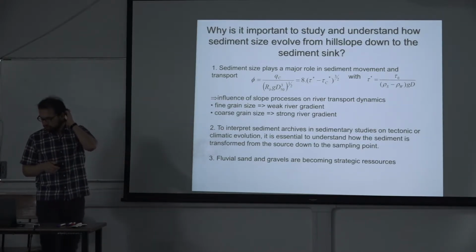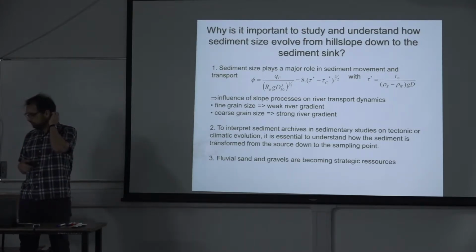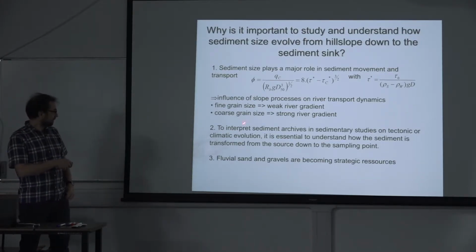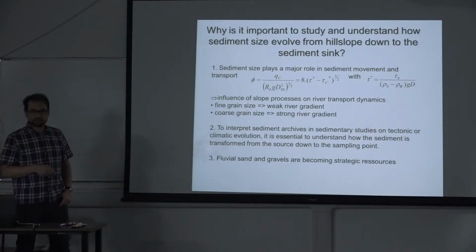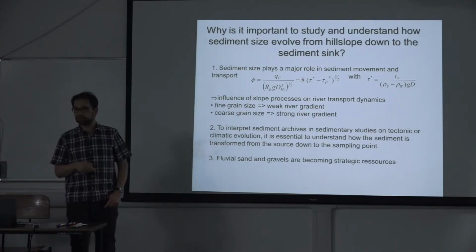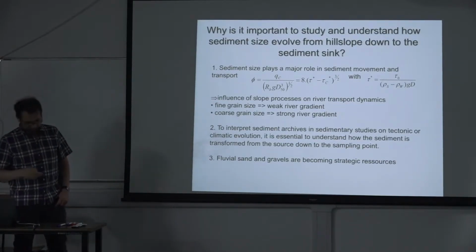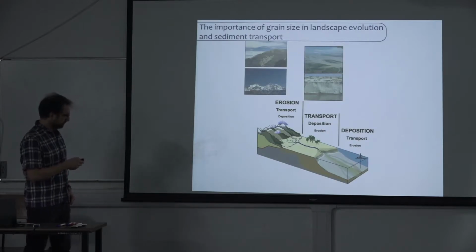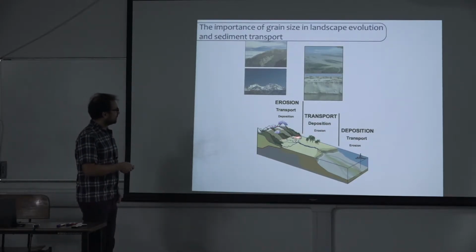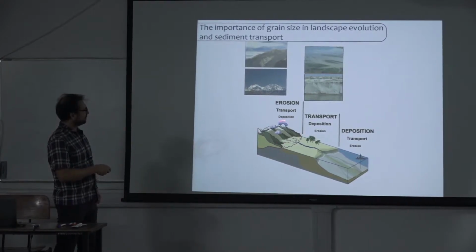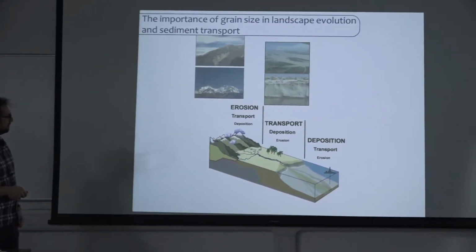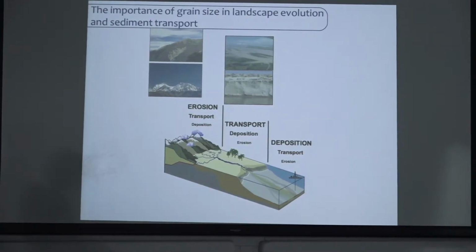One important point also, from the economic point of view, is that fluvial sand and gravel are becoming a strategic resource, so understanding how they are produced can be important too. We'll be looking at two parts, mostly the mountain part and the depositional plain, to see if there is some difference of physics and behavior in terms of what's going on on the grain side.